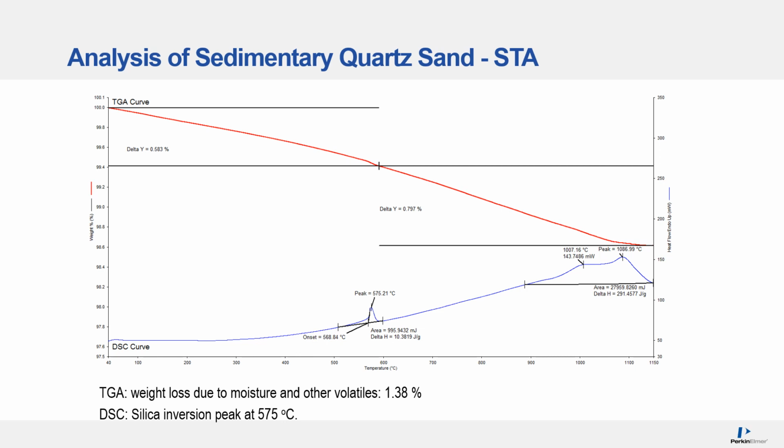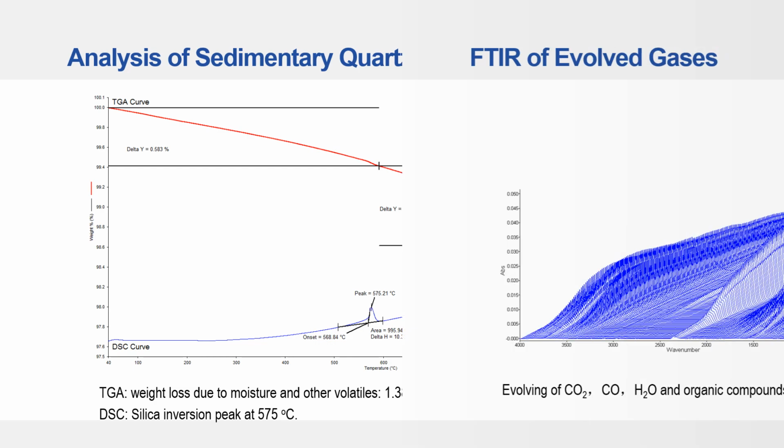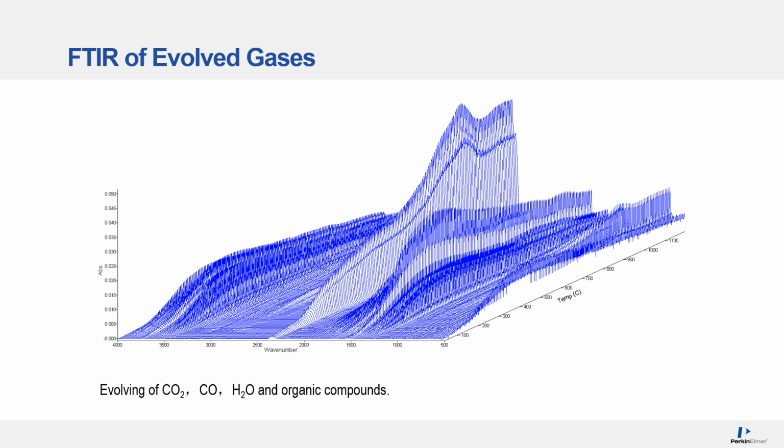And then you'll have your TGA, which captures the volatile losses, which is then identified in the FTIR. So these volatiles will then be transferred through that transfer line into the FTIR. So you can see a decrease in weight loss as you increase your temperature. So here's your FTIR results that come off of that STA run.